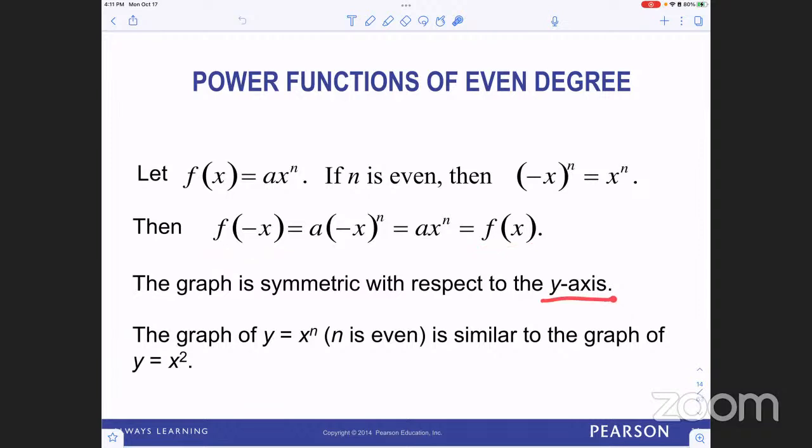So if you were to fold on the y-axis, the left-hand side is going to be a mirror image of the right. And when we're working with the power function where n is even, that graph is going to be similar to the graph of y equals x squared. So y equals x squared is like a U-shaped curve. Our power functions that have an even degree, the graphs are going to be similar to the parabola.